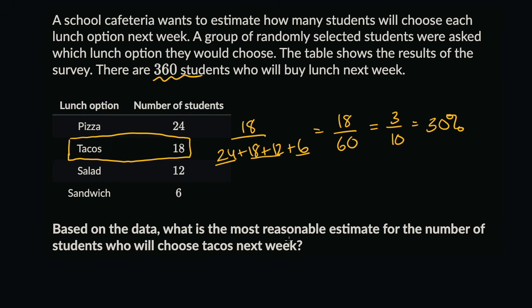So what's the most reasonable estimate for the number of students? Well, we would take that sample proportion, so 30%, because that is our best estimate of the true population proportion, and we'd apply it to the population. So times 360. And what is that going to be? 30% of 360, let's see, 3 times 36 is 108. So yes, I think that's how this would be 108. Did I do that right? Yes, 3 times 36 gets us to 108. This is our best estimate for the number of students who will choose tacos next week.